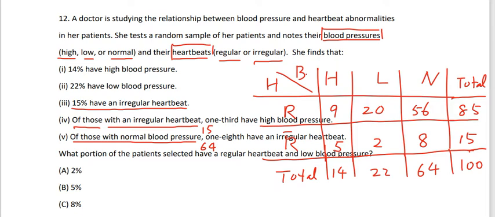So now we can answer the question. What portion of patients have regular heartbeat and low blood pressure? Low blood pressure and regular heart, so the regular entry is 20. So the answer is 20, right? Regular and low is 20.